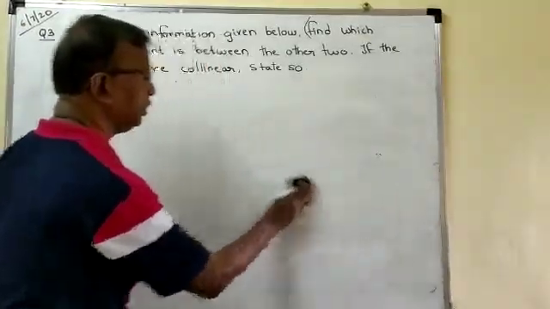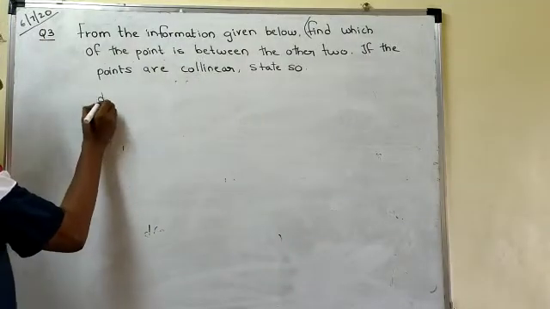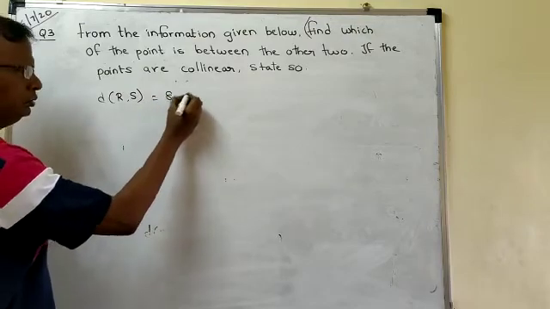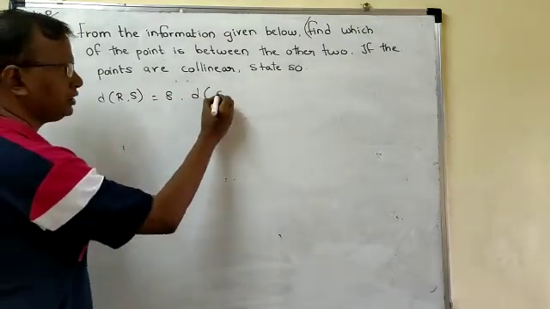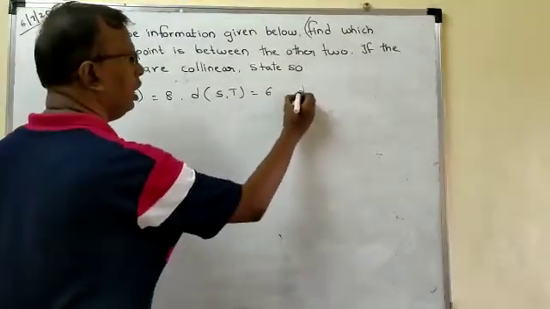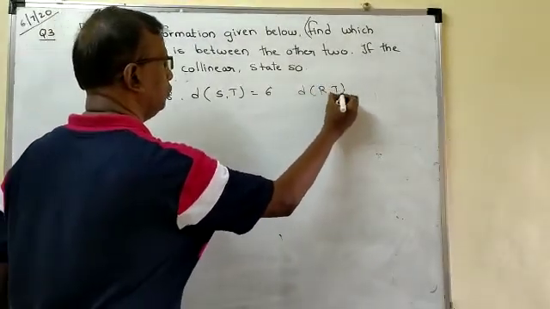Now see the second question carefully. Distance RS is equal to 8. Distance ST is equal to 6. And distance RT is equal to 4.